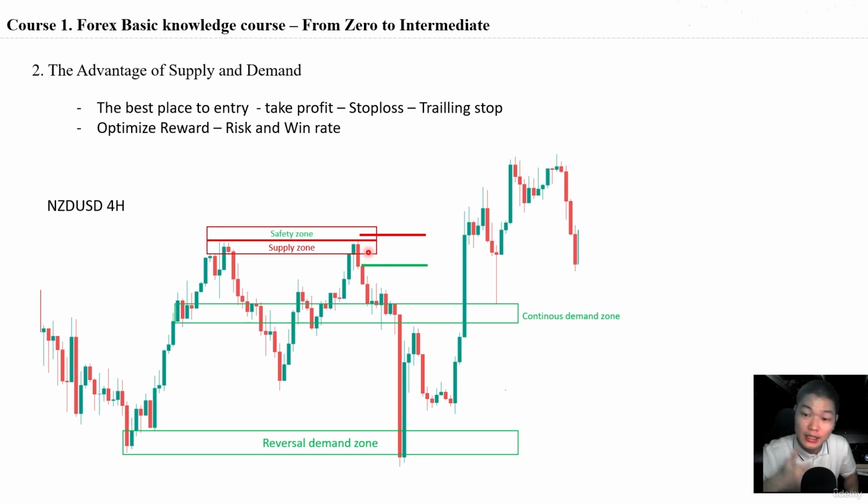But at this time, the supply zone is very small. Therefore, you can put the stop loss above the safety zone like this. This is safer than before. And where is the take profit? You can see that here is a reversal demand zone created by the down, base, and up. This is a very good place to take profit, and you will set the take profit over here.